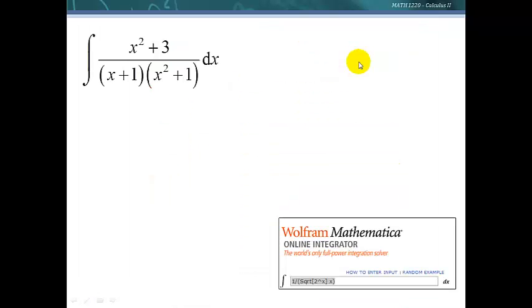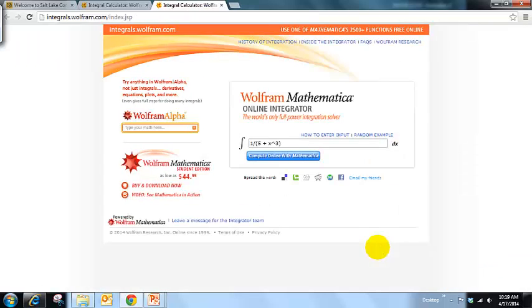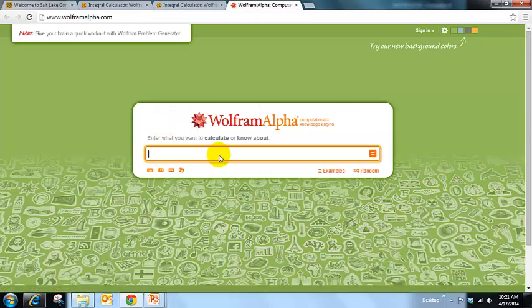Okay, let's look at another one so we could see how we would enter this one. Actually, this time I was going to go to the integrator, but I think I'm going to go to Wolfram Alpha. Now with Wolfram Alpha, it's not an integrator, it's a computer algebra system and everything else. You can ask it information, like what's the population of the city you live in, whatever. It's just a huge computational knowledge engine.